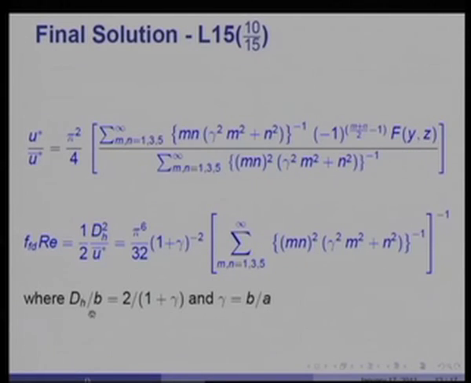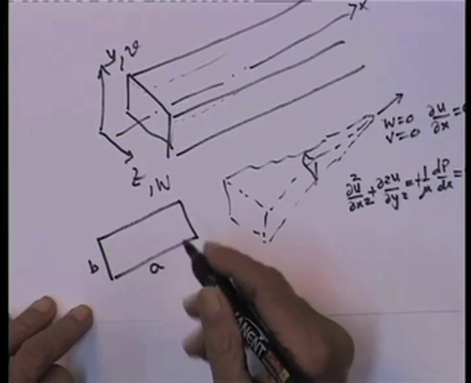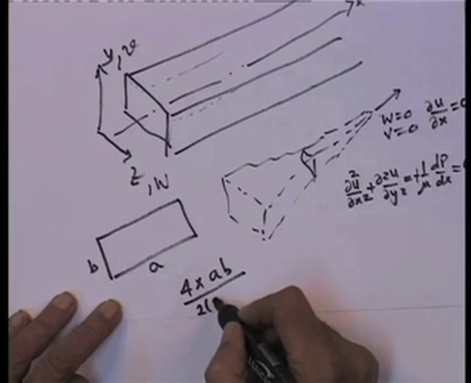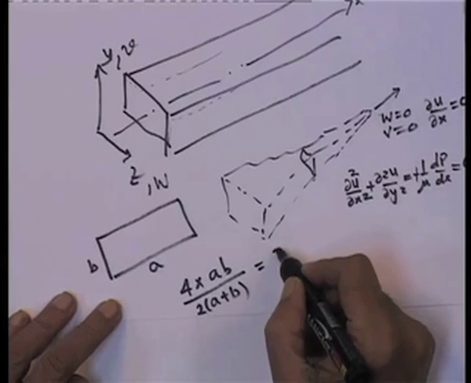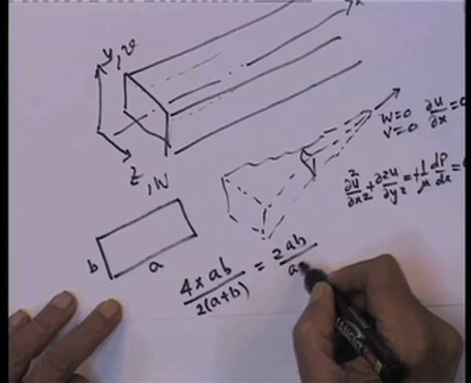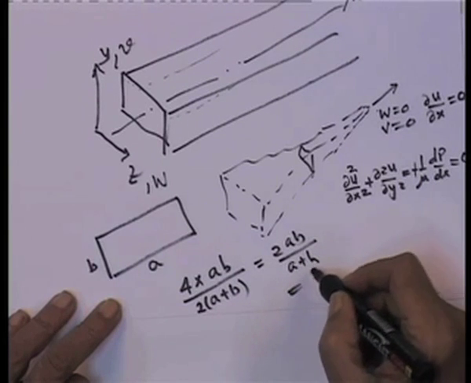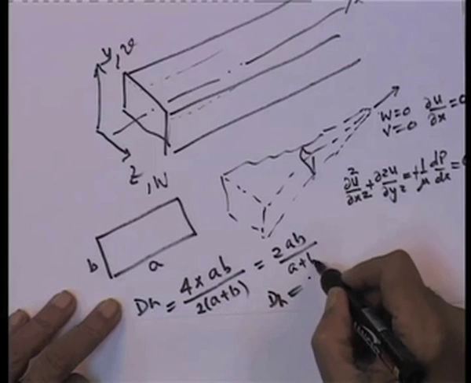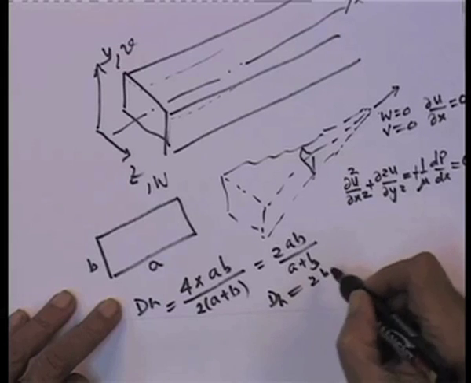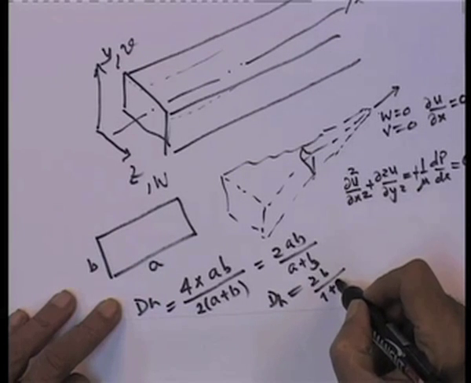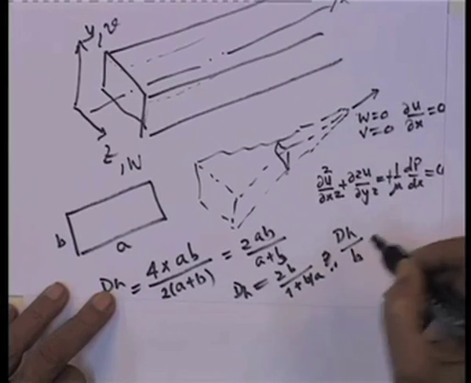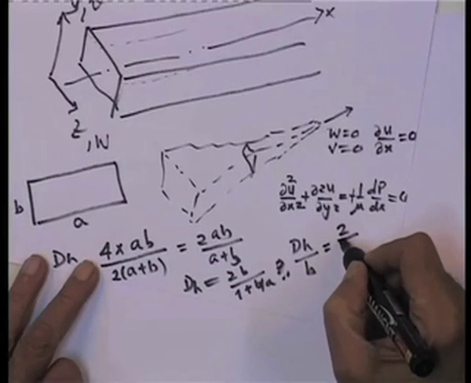D_H, of course, the hydraulic diameter in this particular case, the rectangular case, with sides B and A, is 4 times the area of cross section AB divided by 2 times (A plus B), which gives me 2AB divided by (A plus B). If I divide this by A, I get 2b divided by 1 plus b by a, so D_H by b will be equal to 2 divided by 1 plus gamma.